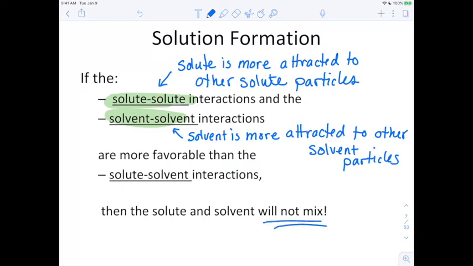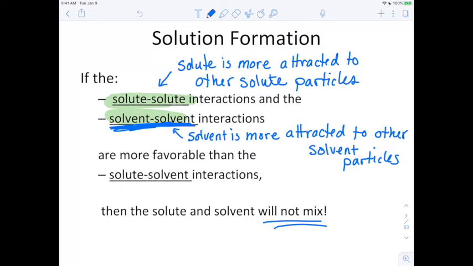They will not mix. So this is what's happening if you want to think of oil and water or fat and water. The water is the big problem. It has that hydrogen bonding and it is very attracted to its fellow water molecules. It has no interest in something that only has London dispersion forces.